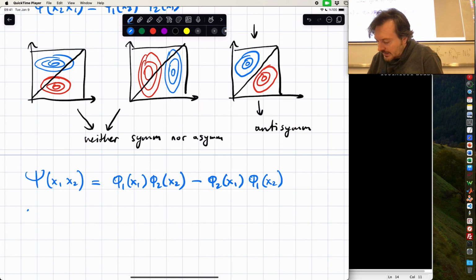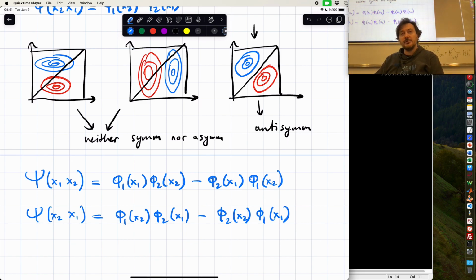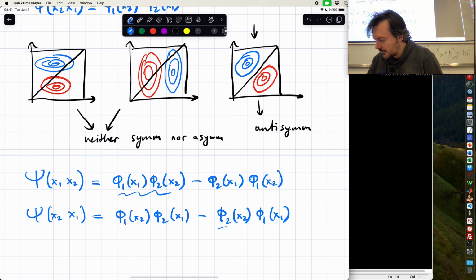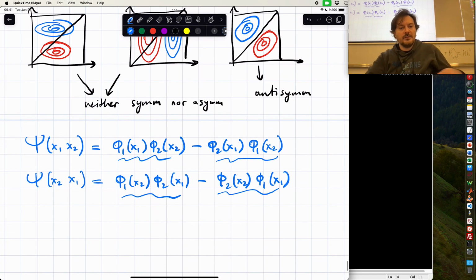Now, if I replace x2 with x1, what do I get? I get phi 1, x2, phi 2, x1 minus phi 2, x2, phi 1, x1. Isn't that the negative of the above? Do you see it algebraically? Because this one is the negative of that one, and this one is the negative of that one. So let's draw this.